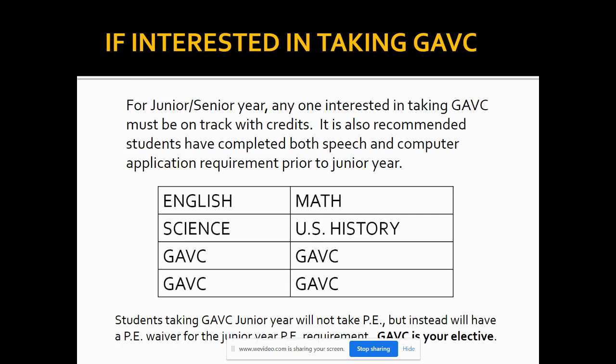JVC is our Grundy Area Vocational Center and offers many hands-on programs for juniors and seniors to take. If you are interested in JVC for your junior year, you must be on track with credits. It is also recommended to have completed your speech and computer applications credit prior to your junior year. JVC takes up all electives in your schedule, including PE. Only core classes, English, math, science, and social studies, will fit into your schedule with JVC.